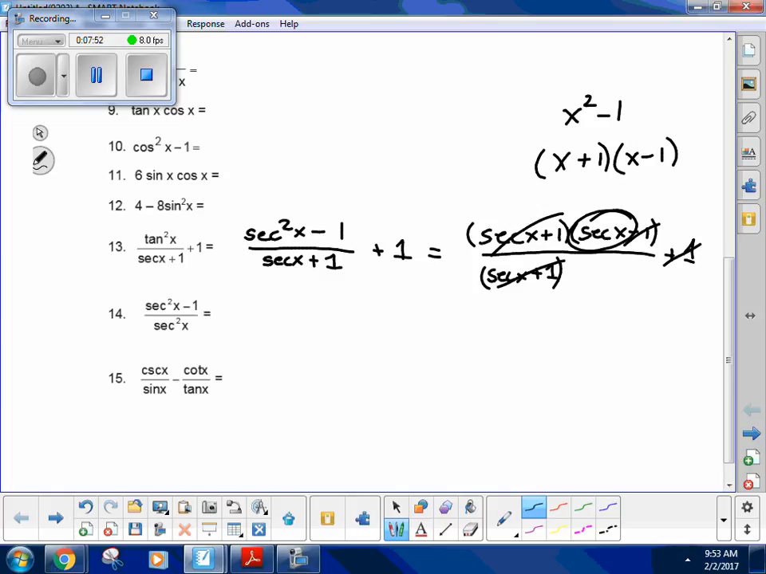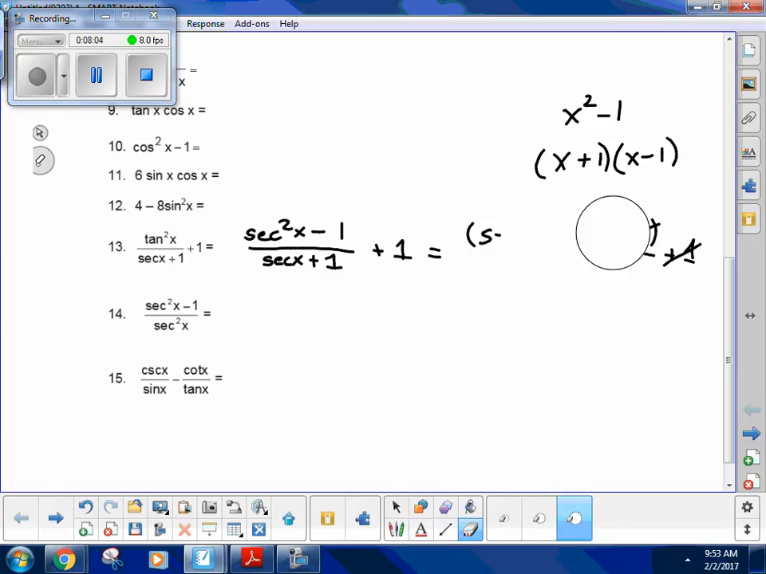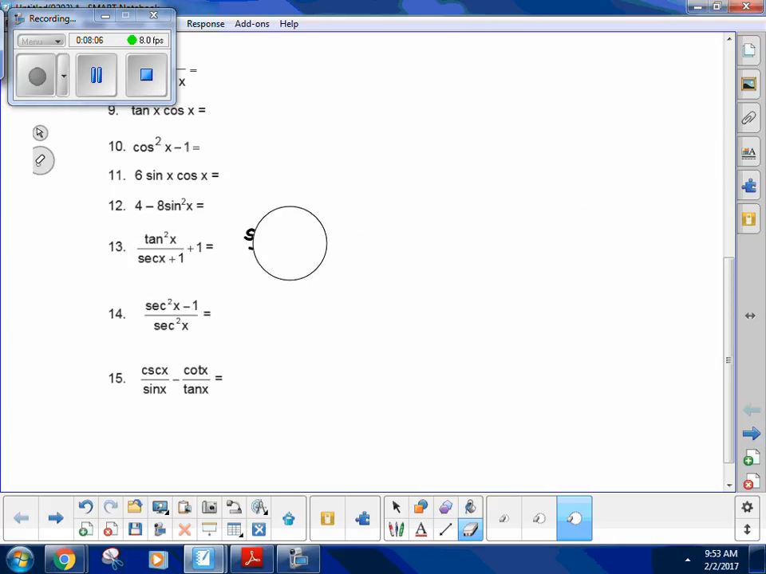All right, great. Let's look at this next one. Now, for question 14, I'm going to go through a few processes. I do want to change everything to sine and cosine, but first I'm going to take advantage of the idea that secant square x is actually tangent square x plus 1. I'm going to take advantage of that first, and then this makes it over secant square x.